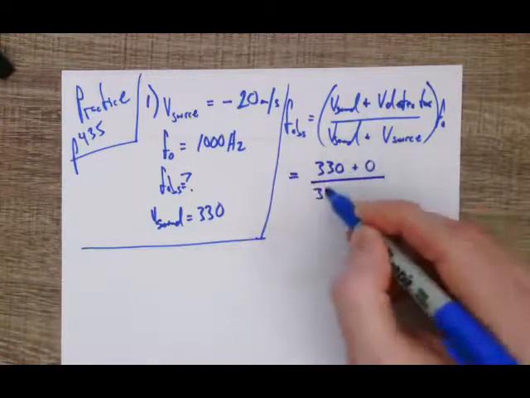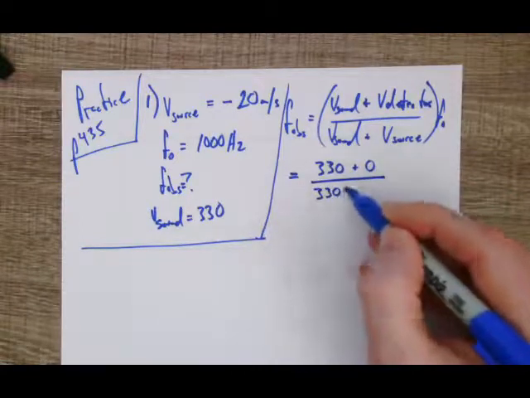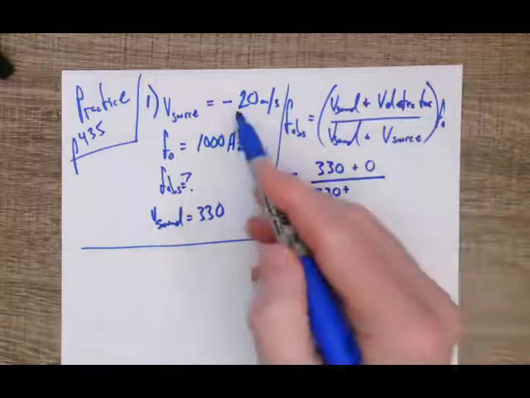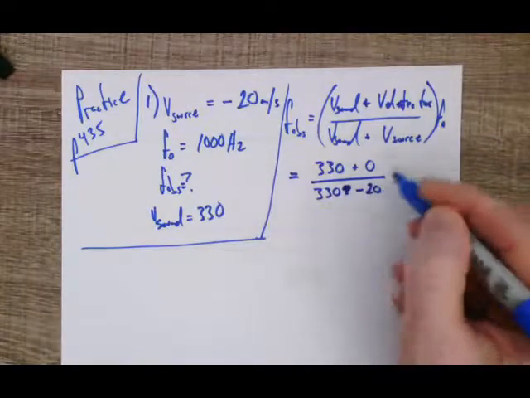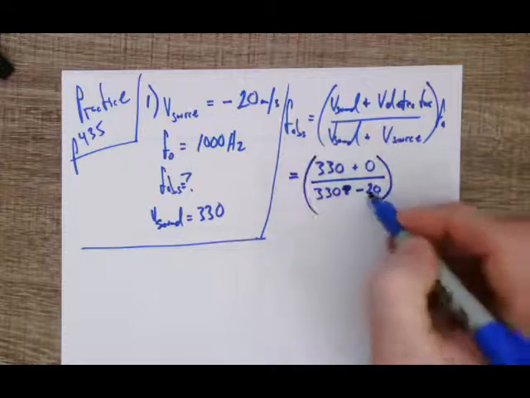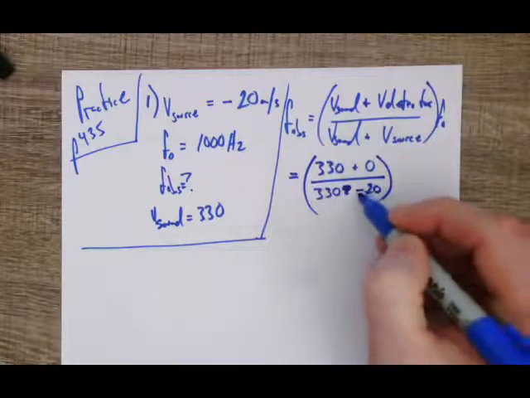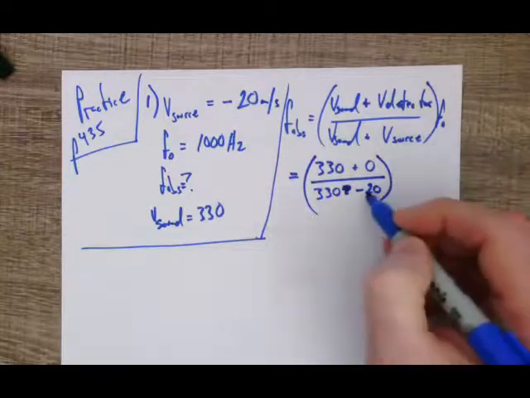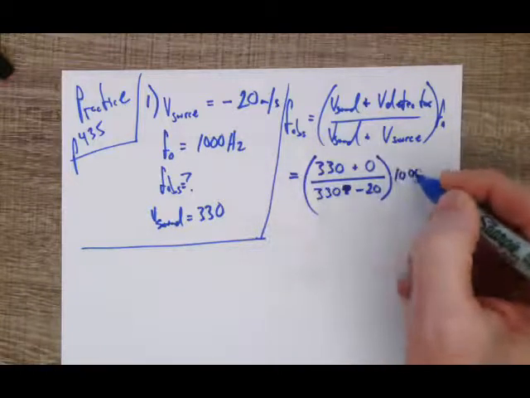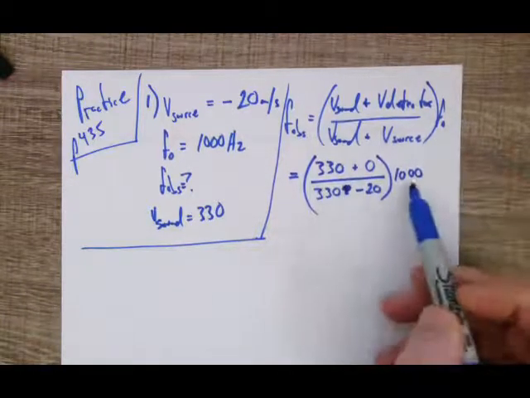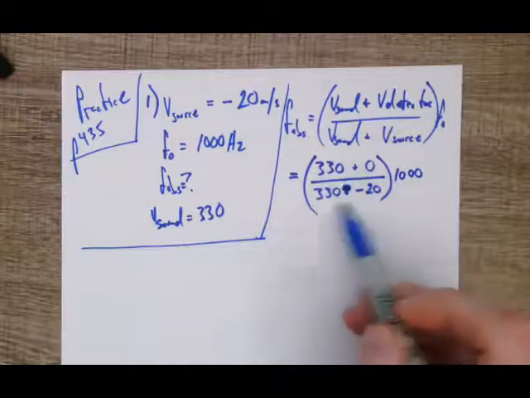V sound again. This time we're adding or subtracting the source. I shouldn't have written the plus sign so quick. Minus 20. Minus because it's approaching. If it was receding, it would be plus 20. Times F naught, which is 1,000. So essentially this is 1,000 times 330 divided by 310.